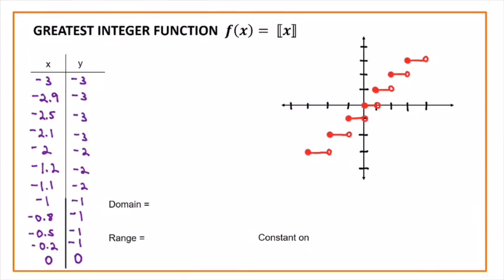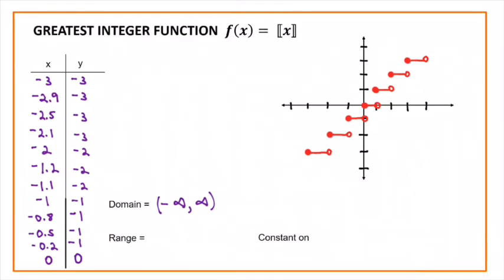Now let's talk about the domain. Remember, domain is all of the x values that can be plugged in that will give a valid y value. Well, you can see that we can always determine the largest integer that's less than or equal to any number. So the domain needs to be -infinity to +infinity. And you can also look at the graph and see that every x value is represented by some point on the graph. There is no x value where the graph fails to exist.